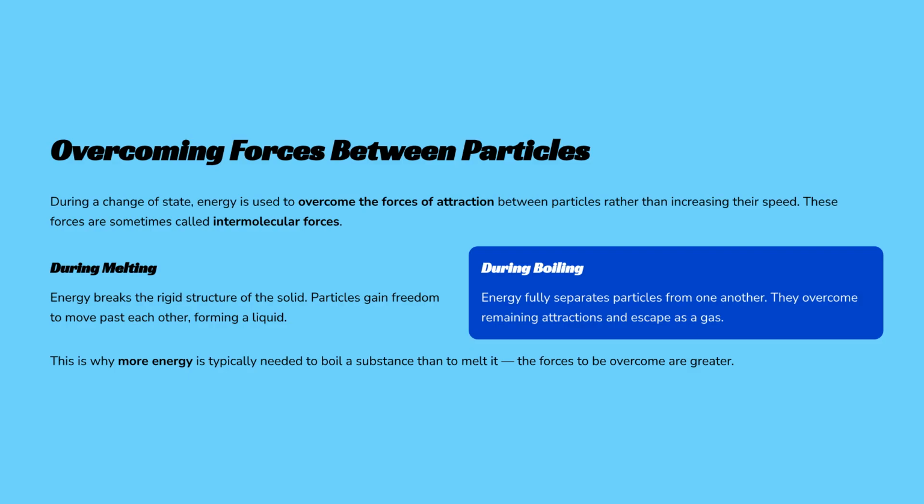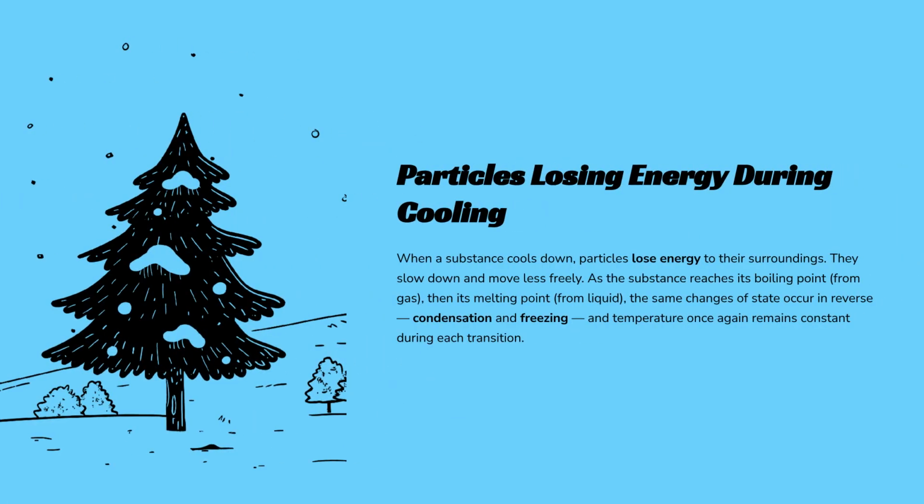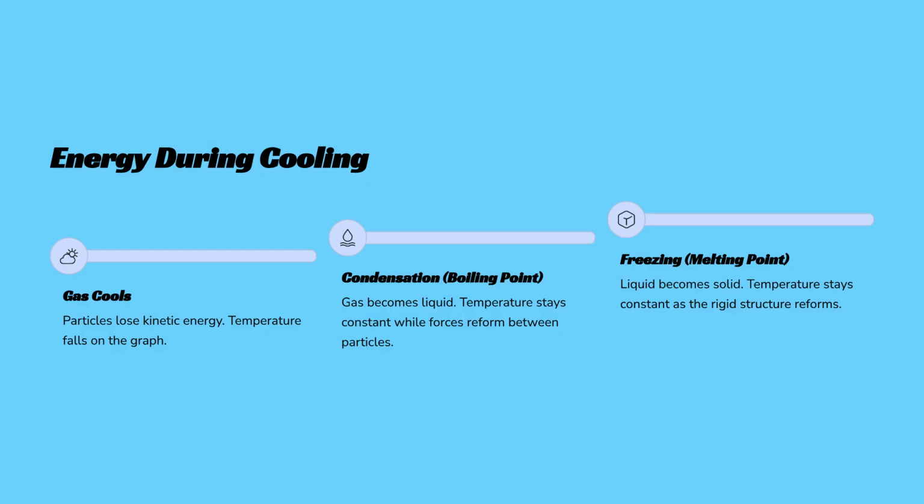Energy is key to changing states. Instead of just increasing particle speed, energy is often used to overcome the intermolecular forces of attraction holding particles in a rigid structure. During cooling, the process reverses. Particles lose kinetic energy to their surroundings, slow down, and move closer together, eventually transitioning from gas to liquid, and then to a solid. As a gas cools, it loses kinetic energy. At the boiling point, it condenses into a liquid, and at the melting point, the liquid freezes into a solid, with constant temperatures during these transitions.